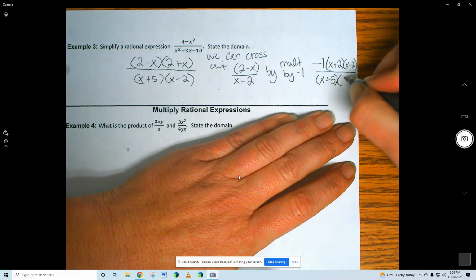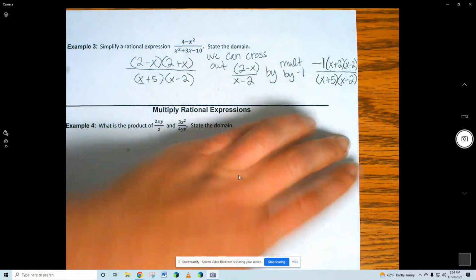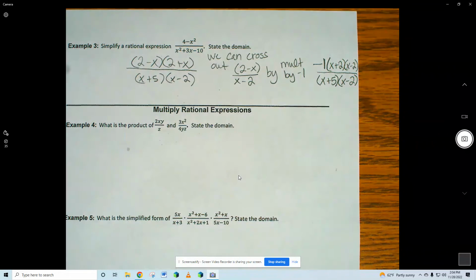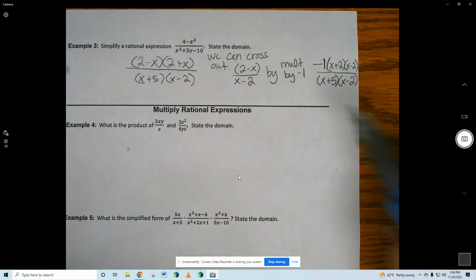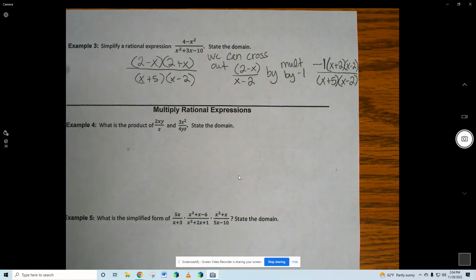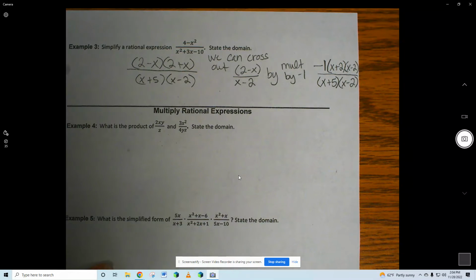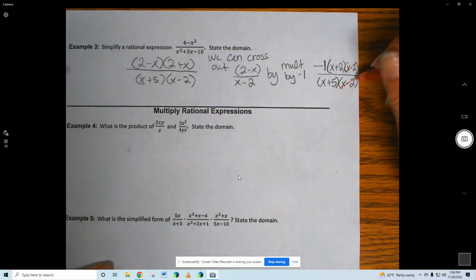So this is the trick. This is how you do it. You multiply whatever you want to switch. If something's backwards and the signs are off, I would put a negative 1 up top. So now I can cross out my x minus 2's, right?